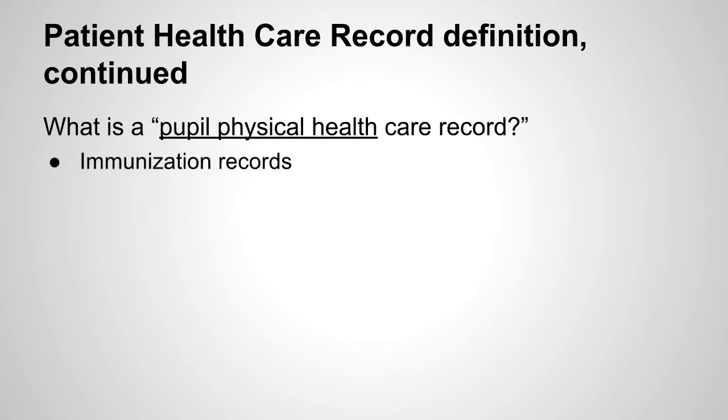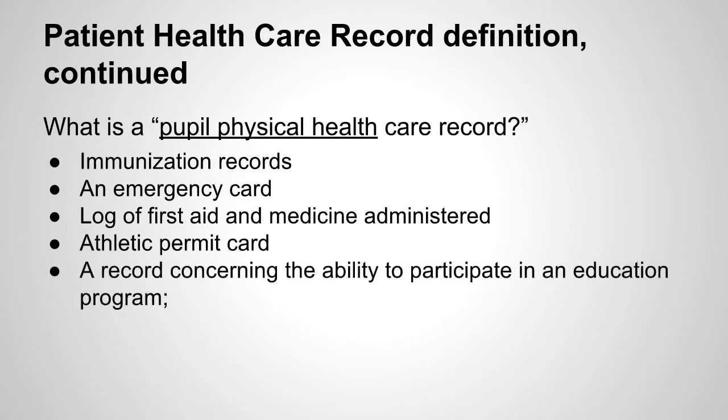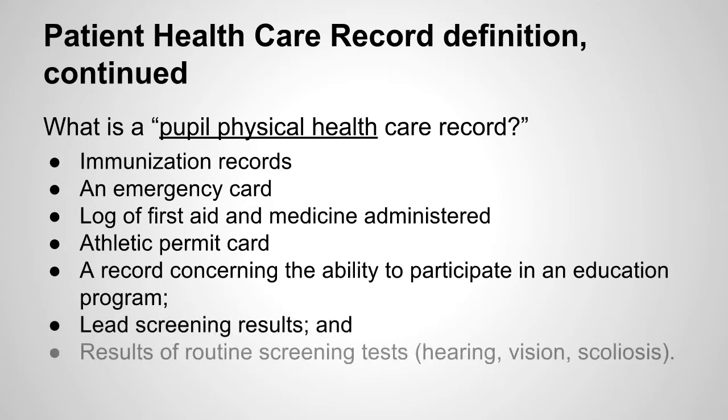These include immunization records, which are also progress records and maintained in the green progress record folder, an emergency card, a log of first aid and medicine administered, an athletic permit card, and a record concerning the ability to participate in an education program. This typically includes notes from doctors excusing students from Phy Ed class, a lead screening result, or results of routine screening tests such as those for hearing, vision, and scoliosis.